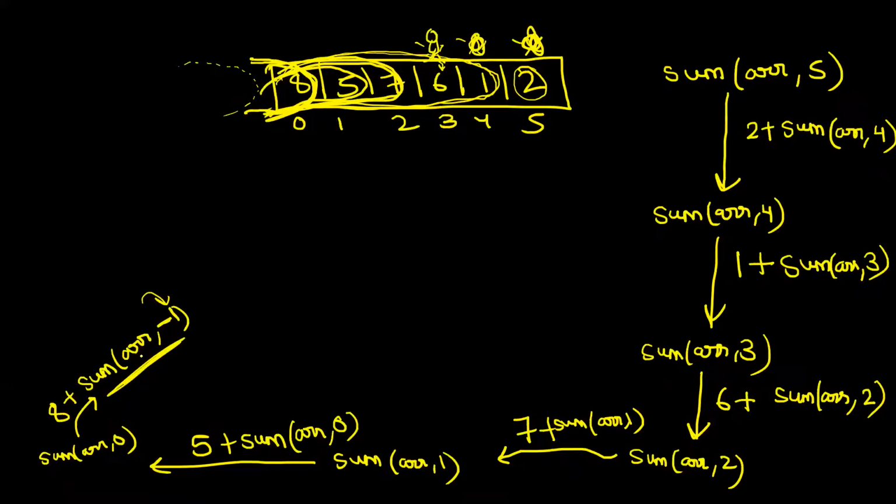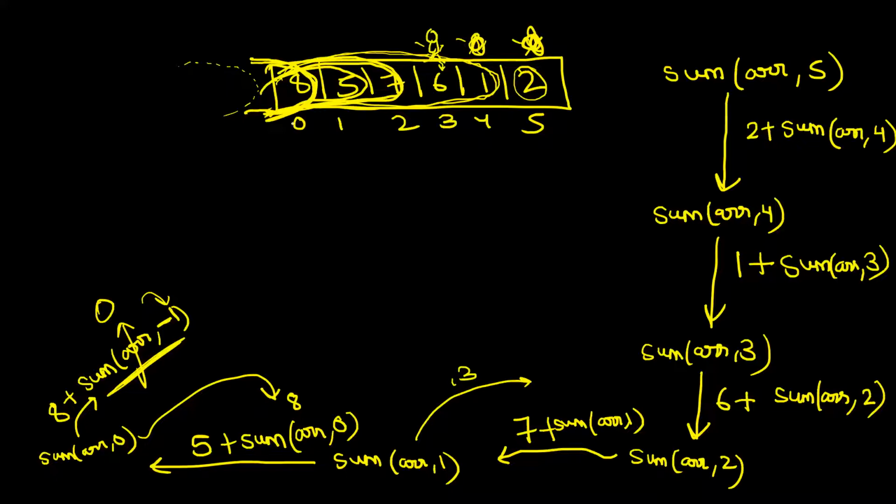This will say, boss, the sum of the array elements from index 0 till index minus 1: index minus 1 is not a valid index, so it will return 0. Now, 8 plus 0 is what? 8. So sum of ARR, 0 will now return 8. Then what was sum ARR, 1 waiting on? 5 plus this thing. So 5 plus 8 will be 13. So sum of ARR, 1 will now return 13.